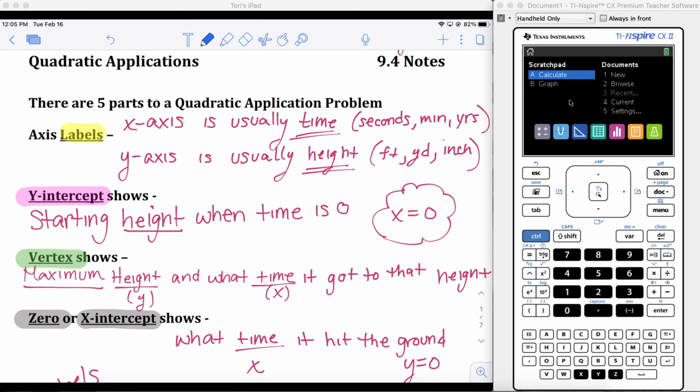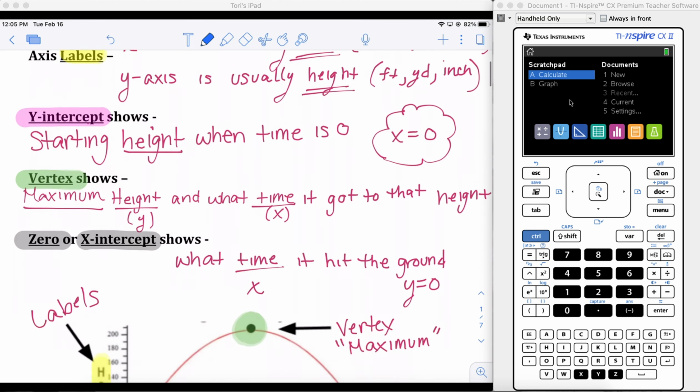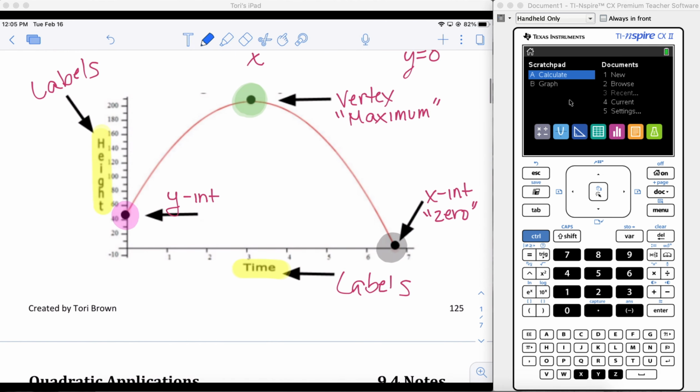Perfect. Okay, so when we are graphing with application questions, it's very important that you understand a couple things. You want to make sure you understand what the labels are so that we can put units on every kind of problem. So if we're thinking about a graph, your labels are going to be time on your x-axis. That most likely is going to be seconds or years or minutes. Your labels on the y-axis are going to be height, usually feet, meters, or inches, kind of depending on what you're using.